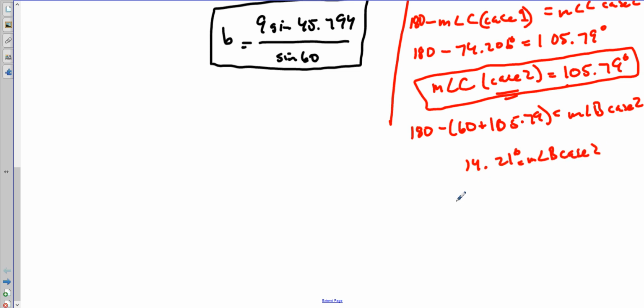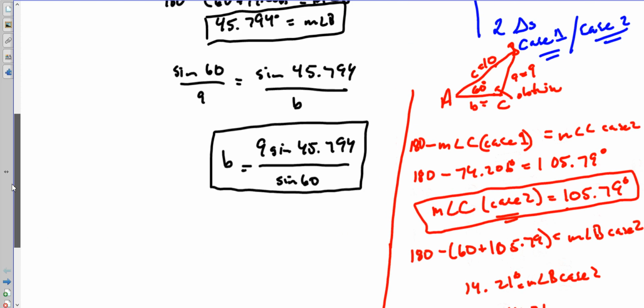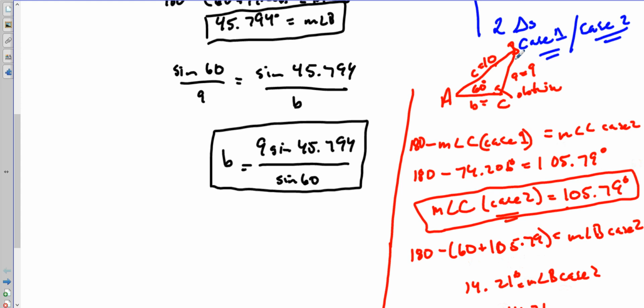Then we find the side B by once again taking B equals 9 times the sine of, in this case, 14.21, divided by the sine of 60. Essentially the same thing as we have over there, but we have a different angle for B. That's going to equal approximately 2.55 if you put it in your calculator and round to the nearest tenth. And so all of this right here is case 2. So we found a different one.